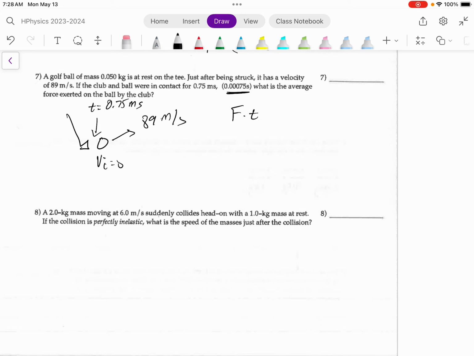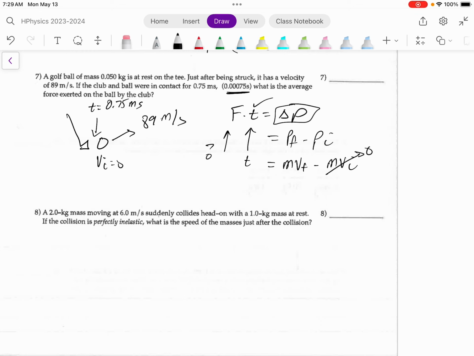Well, force times time equals change in momentum. This is an impulse problem. I was given the time. This is what I want to know, okay? And that means I must have the ability to calculate change in momentum. Momentum final minus momentum initial, m times v final minus m times v initial. V initial is 0 of the ball. Time we have, force average we want.